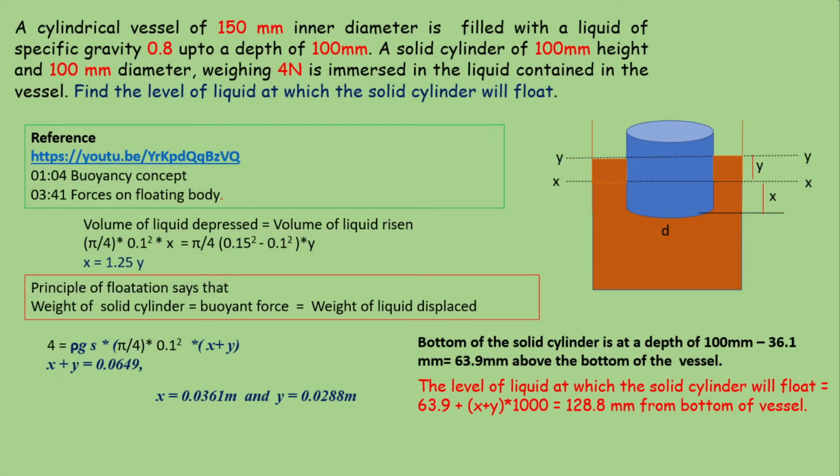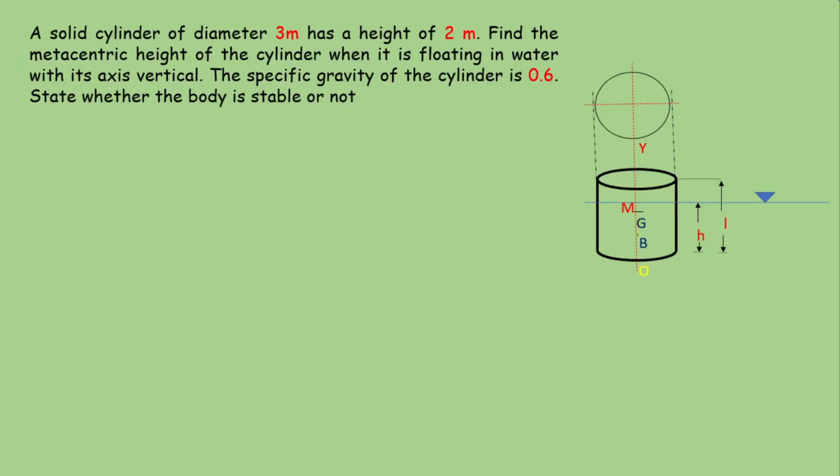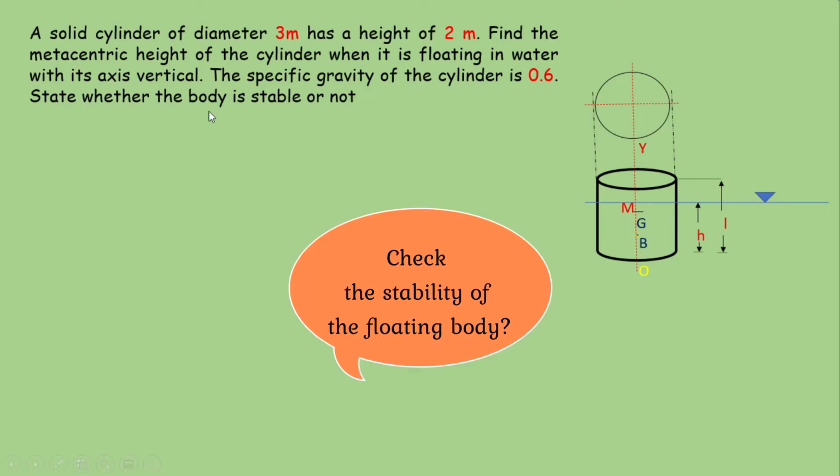So this technique you can use to check the overflow level of the liquid when we are dropping a solid into it. Next problem we are going to discuss is regarding the stability of the floating body. Stability of the floating body mainly depends upon the metacenter. In this problem, a solid cylinder of diameter 3 meter and a height of 2 meter is floating in water with its axis vertical. Specific gravity of the cylinder is given as 0.6. State whether the body is stable or not.